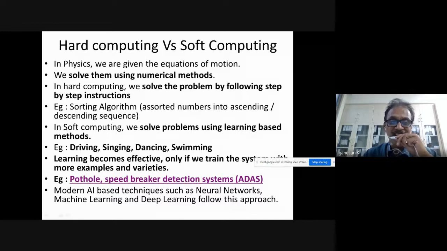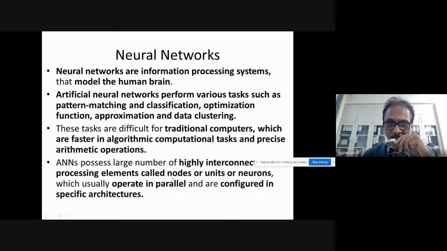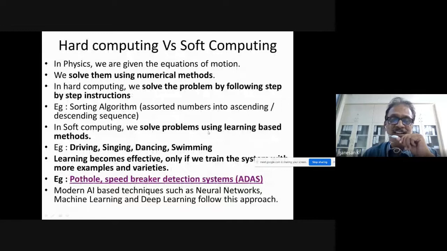So for detection of these, again, we use soft computing techniques, which use neural networks and deep learning techniques. In fact, here we have used a deep learning technique to identify them. So any doubts here? This is the general intro I have given.